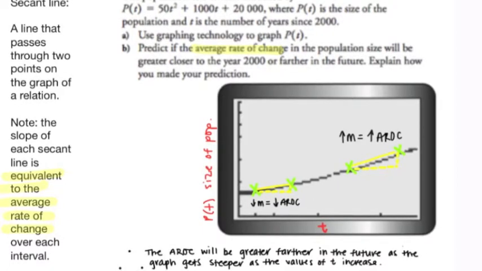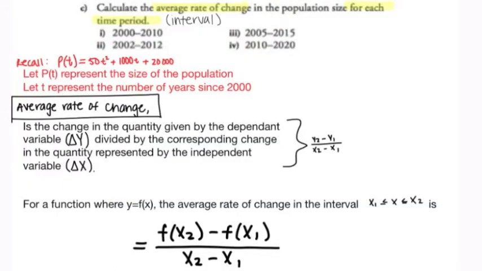Question 11c wants us to algebraically calculate the average rate of change in the population size for each of the following time periods or time intervals. Before starting this question, we should recall that P of t equals 50t squared plus 1000t plus 20,000, where we let P of t represent the size of population and let t represent the number of years since 2000. This information will be in red text on the screen for the remainder of this question.